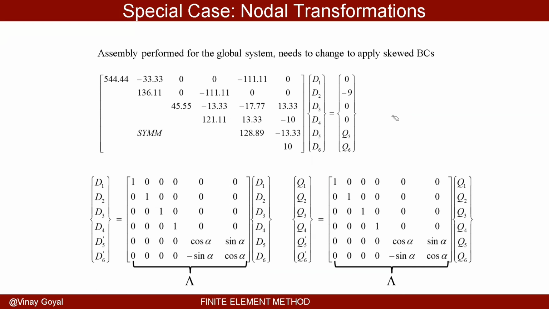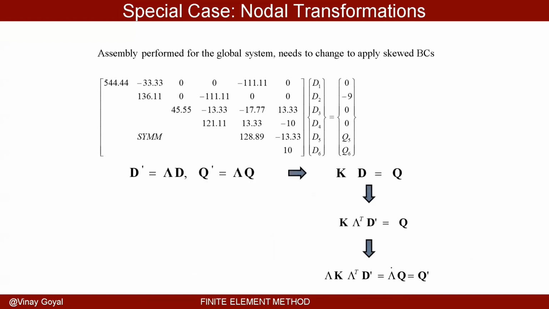And notice that if I multiply this first row times this column, I get D1. So I'm not changing anything for the first four. I'm only changing for 5 prime and 6 prime. Those are the only ones I'm changing. Okay, now I can do the same thing for the force. And this is my same vector I'm going to use, this matrix I'm going to use.